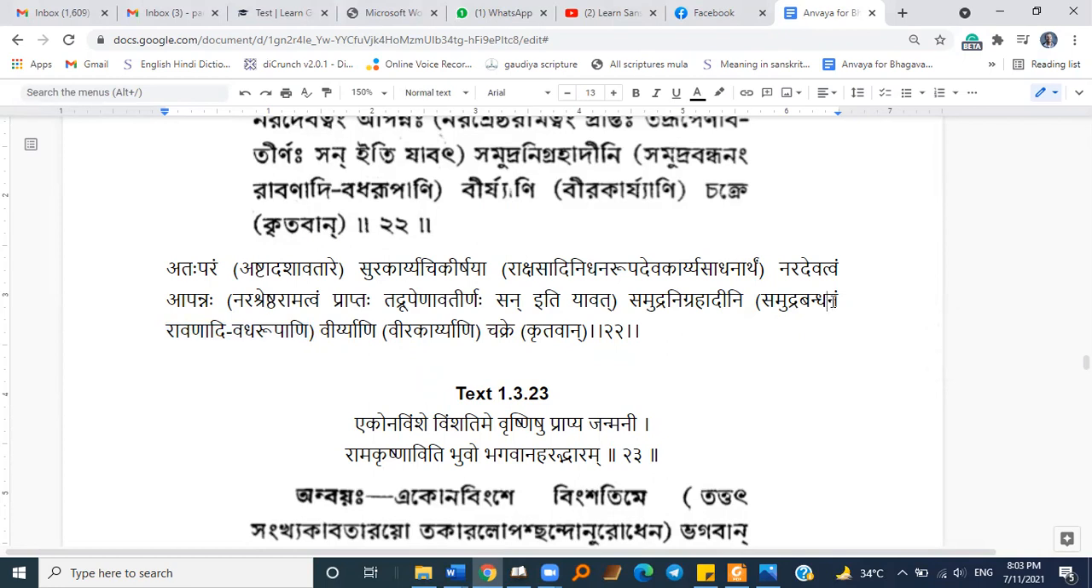Plus Samudra Bandhana, which is building the bridge, the Setu, from India to Lanka, from Bharata to Lanka. Iti. This is the meaning. Okay. Anything else here?